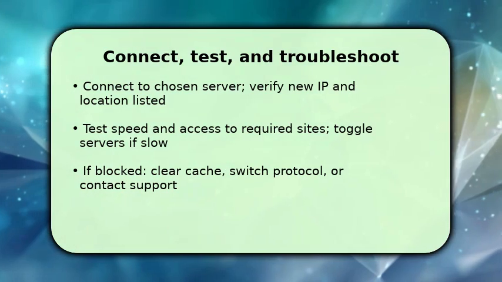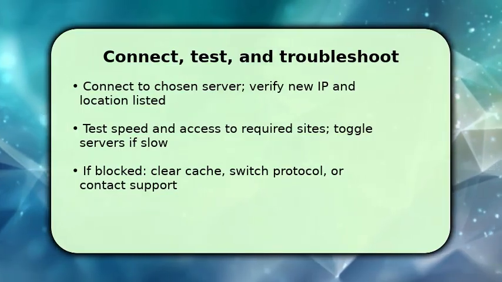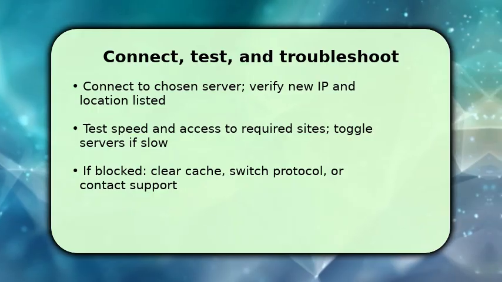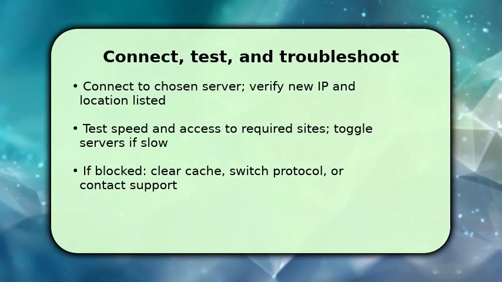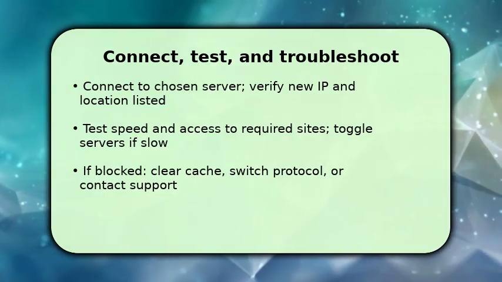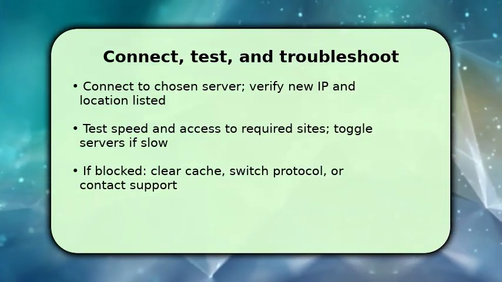You now connect to your chosen server and confirm the extension shows a new IP and country to verify protection. Test loading the sites or services you need and run a quick speed check. If performance is poor, switch to a closer or less congested server. Make sure split tunneling rules allow desired apps through the VPN.